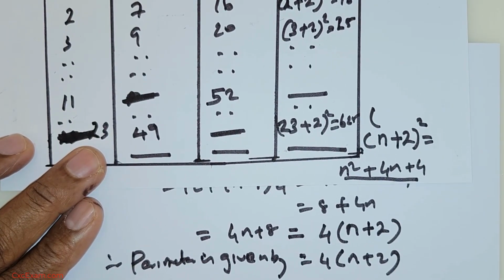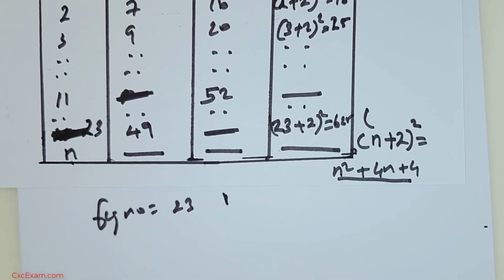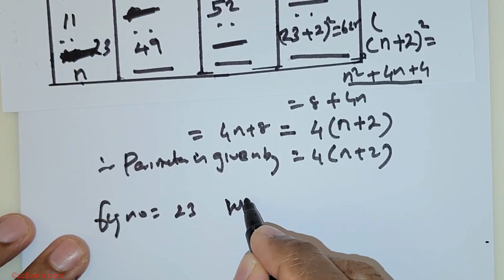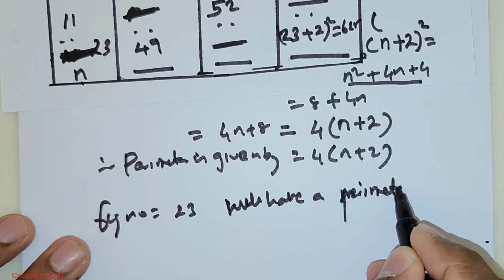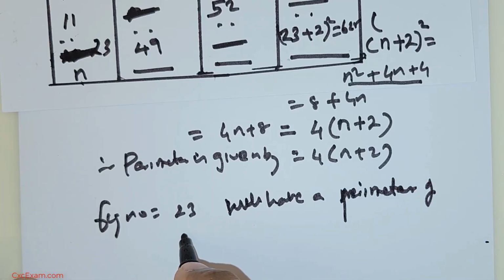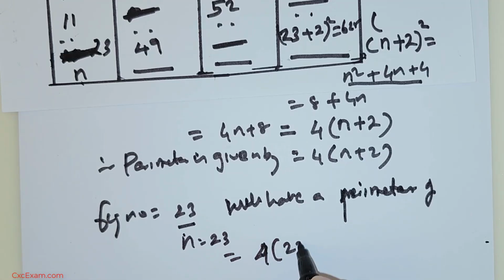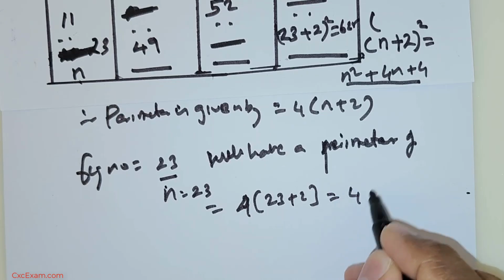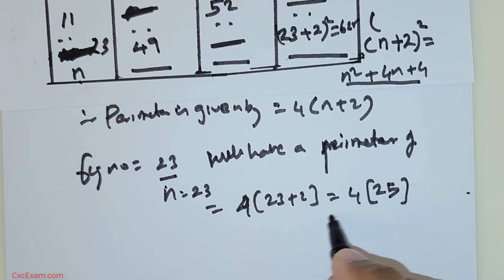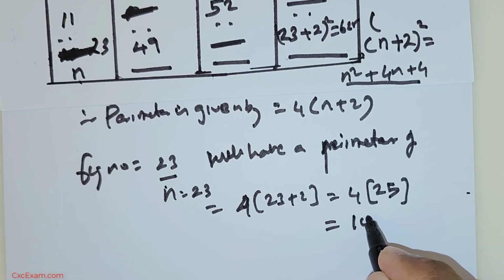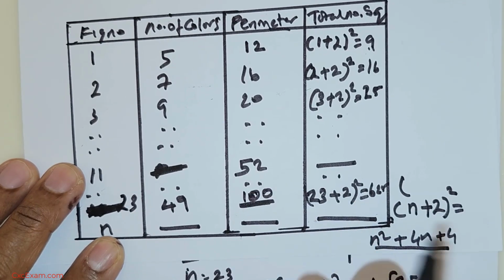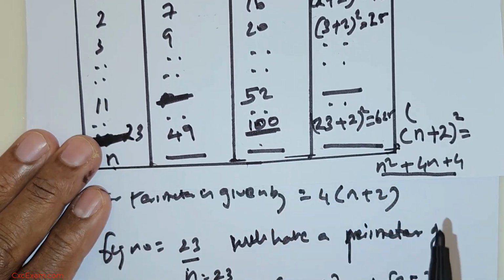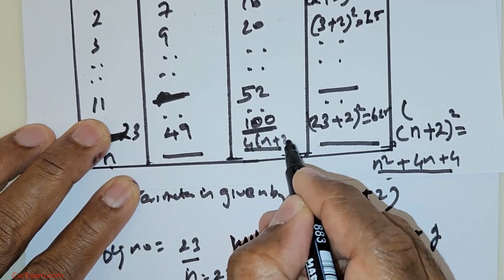So figure number 23 will have a perimeter of what? So n is equal to 23. So that's going to be 4 times 23 plus 2, which is going to be 4 times 25. 4 times 25 is what? 100. So the perimeter here is 100. So that completes the answer. So this one is also completed. So the formula is 4 times n plus 2.